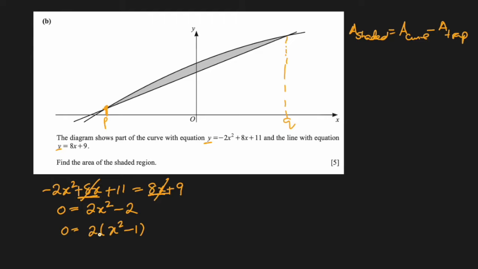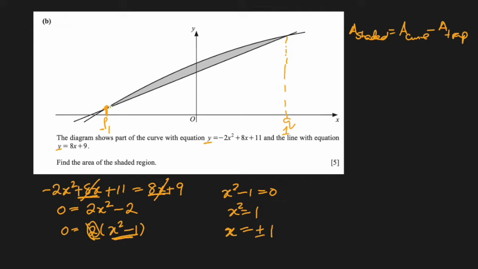So 0 is the multiplication of 2 numbers. 2 cannot be 0, so we'll ignore it. Only x square minus 1 can be 0, then only their multiplication will be 0. So x square minus 1 is equal to 0, x square is equal to 1, or taking the square root on both sides, it will be plus or minus 1. That means this is 1, this is minus 1. We got our P and Q.